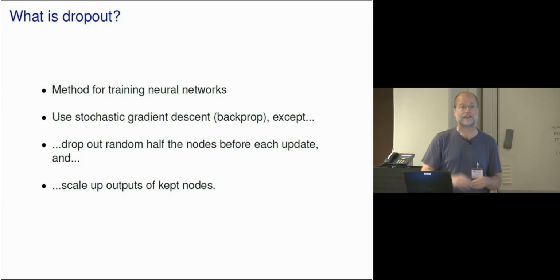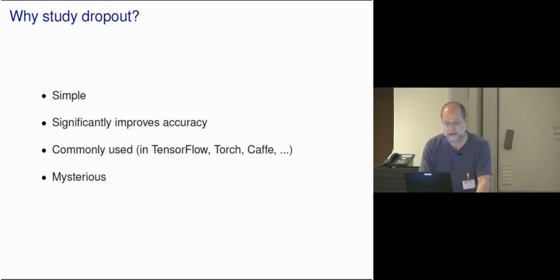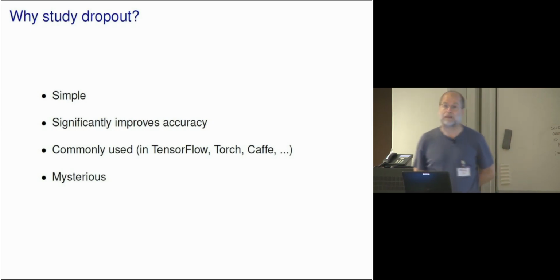So you can think about the effect on each node as kind of noising the output. Dropout is a very simple technique, but it significantly improves the accuracy of models produced by the learning algorithm. And so it's commonly used. It's included in all of the most popular neural network packages. The algorithm was introduced in 2012, but the paper describing the algorithm already has about 3,000 citations.